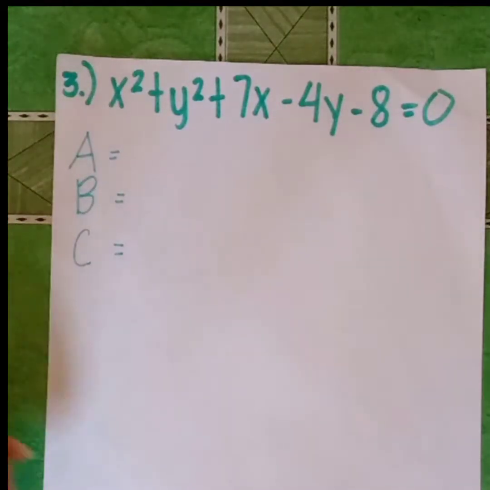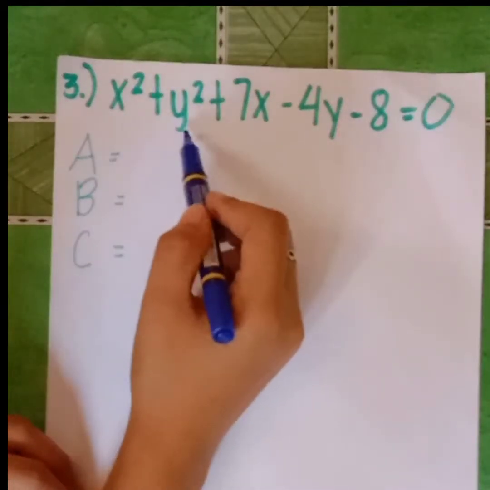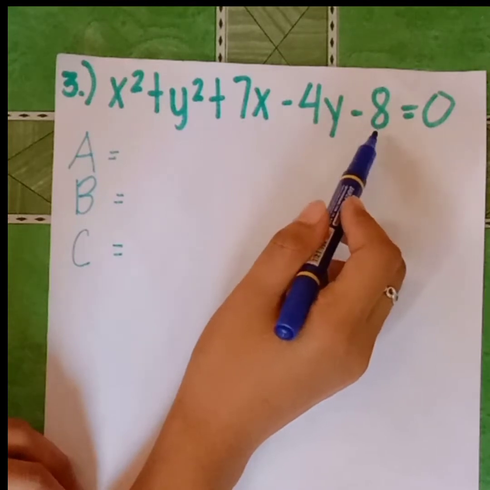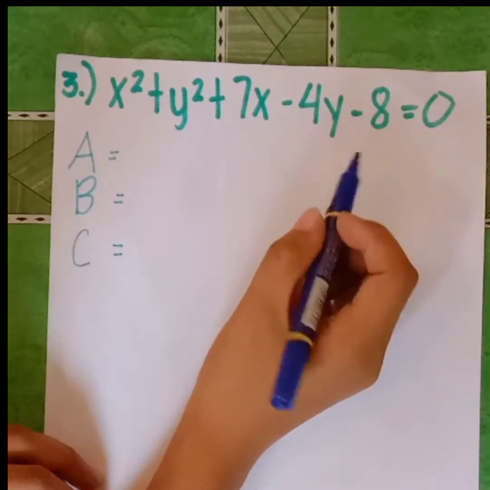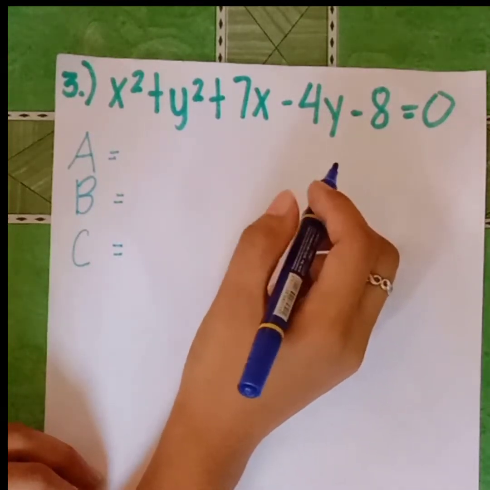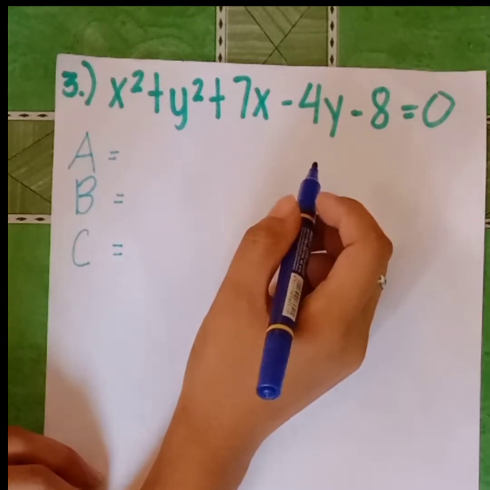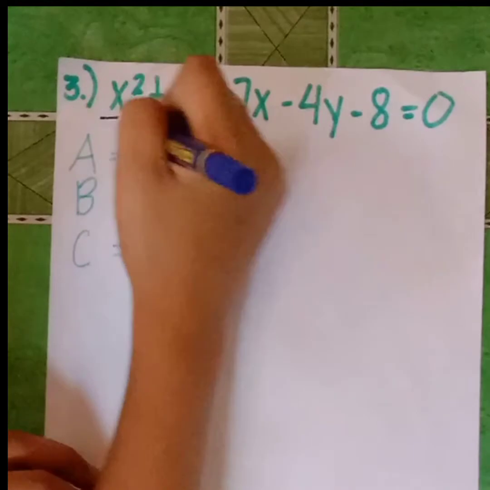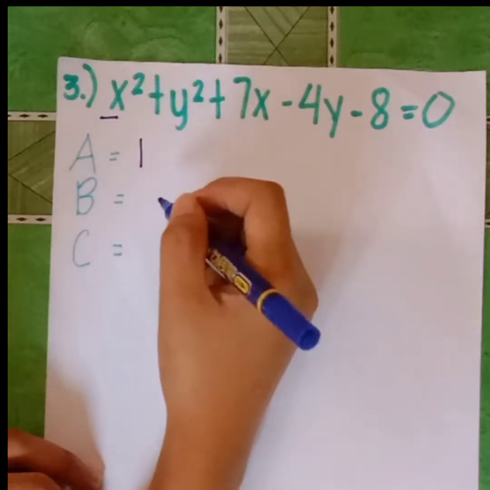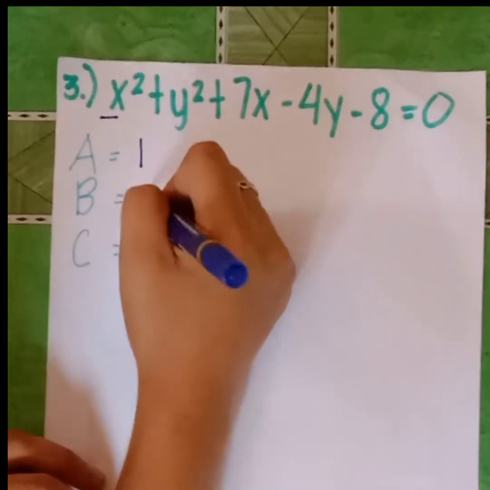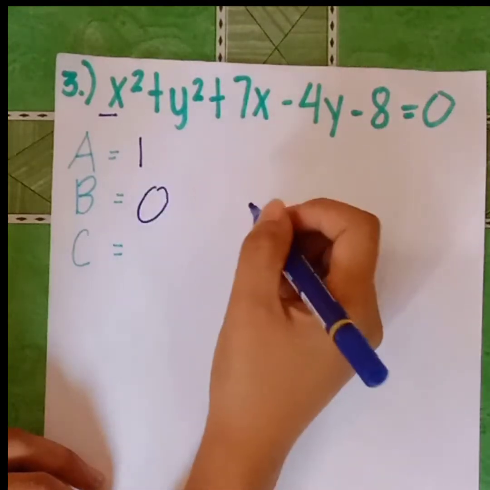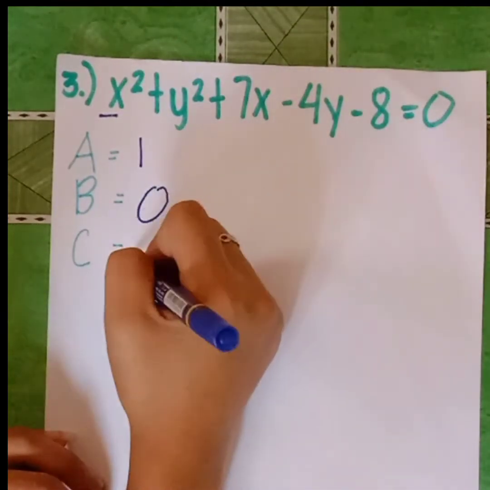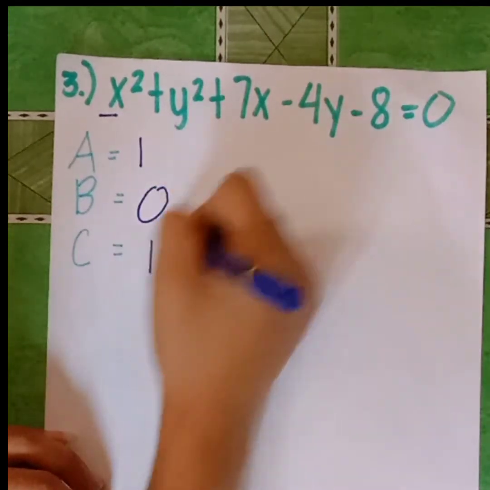Another example is x squared plus y squared plus 7x minus 4y minus 8 equals 0. First, we will identify the coefficients A, B, and C. So, the coefficient A is equal to 1. The coefficient B contains 0 since there is no xy here. And our coefficient C contains positive 1.